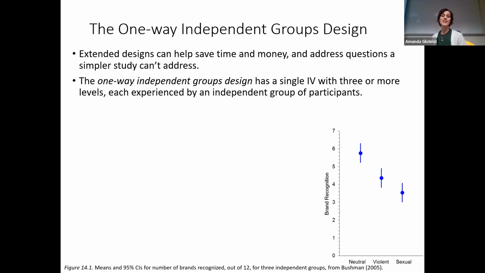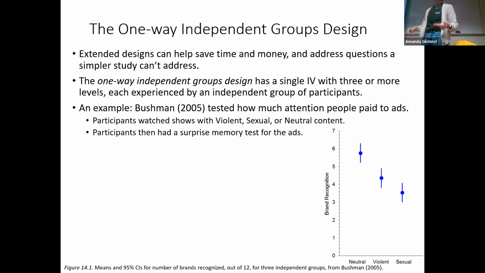So what you're looking at here is data from a one-way independent groups design. This is a case where we have a single independent variable with 3 or more levels. And there are 3 different groups. Each group only experiences one level of the independent variable. So what you're looking at here is some sample data from a study by Bushman back in 2005.